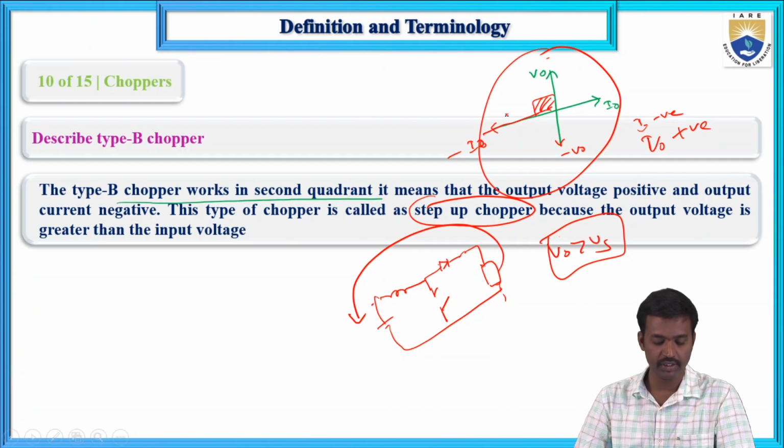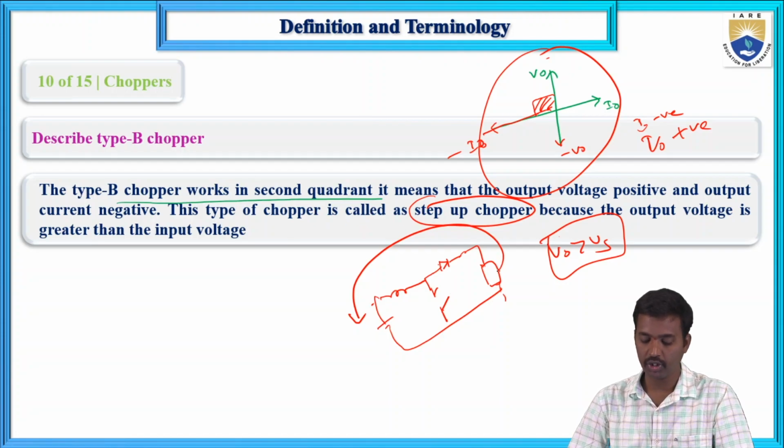This output current is negative. In this type of chopper, negative means current flows from load to source, and power flows from load to source. This is a step-up chopper because the output voltage is greater than the input voltage.